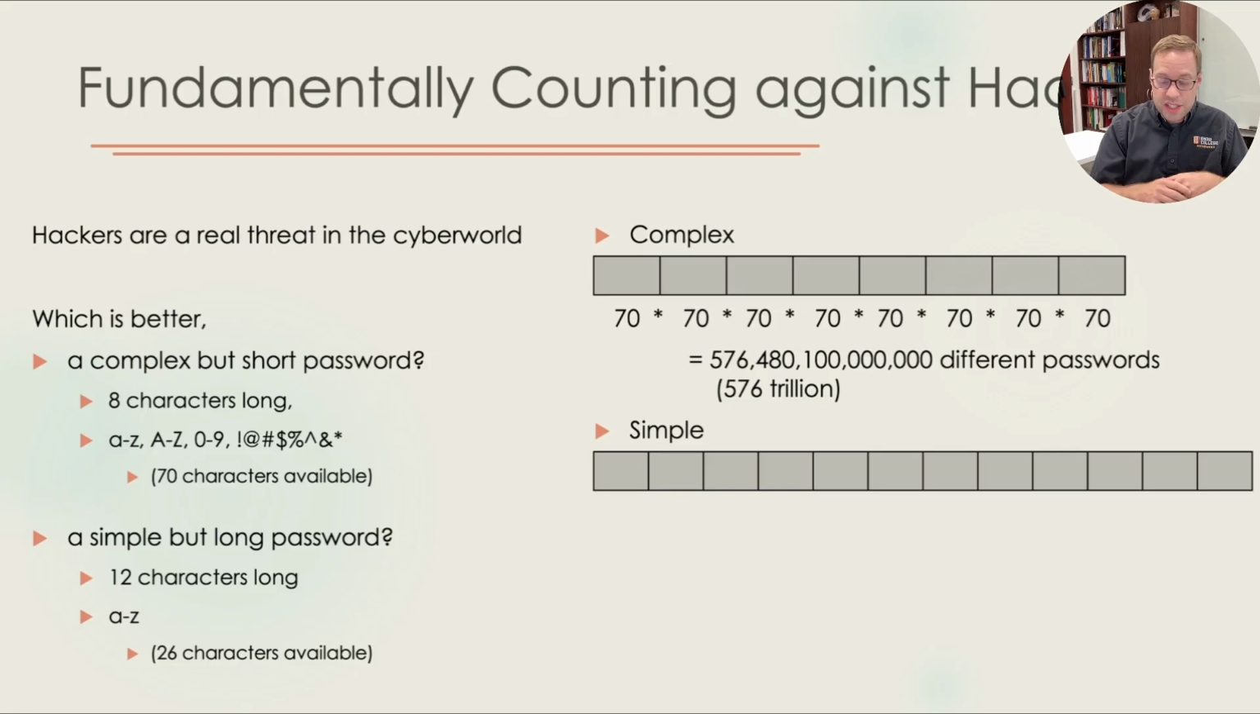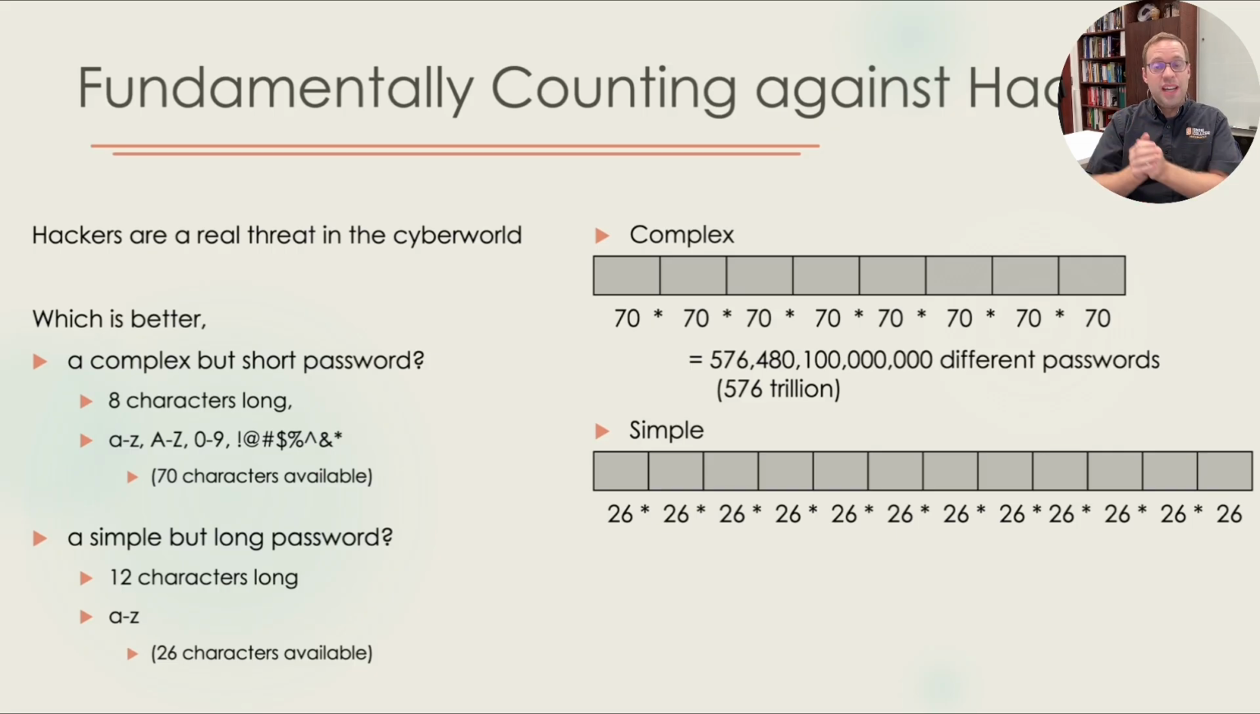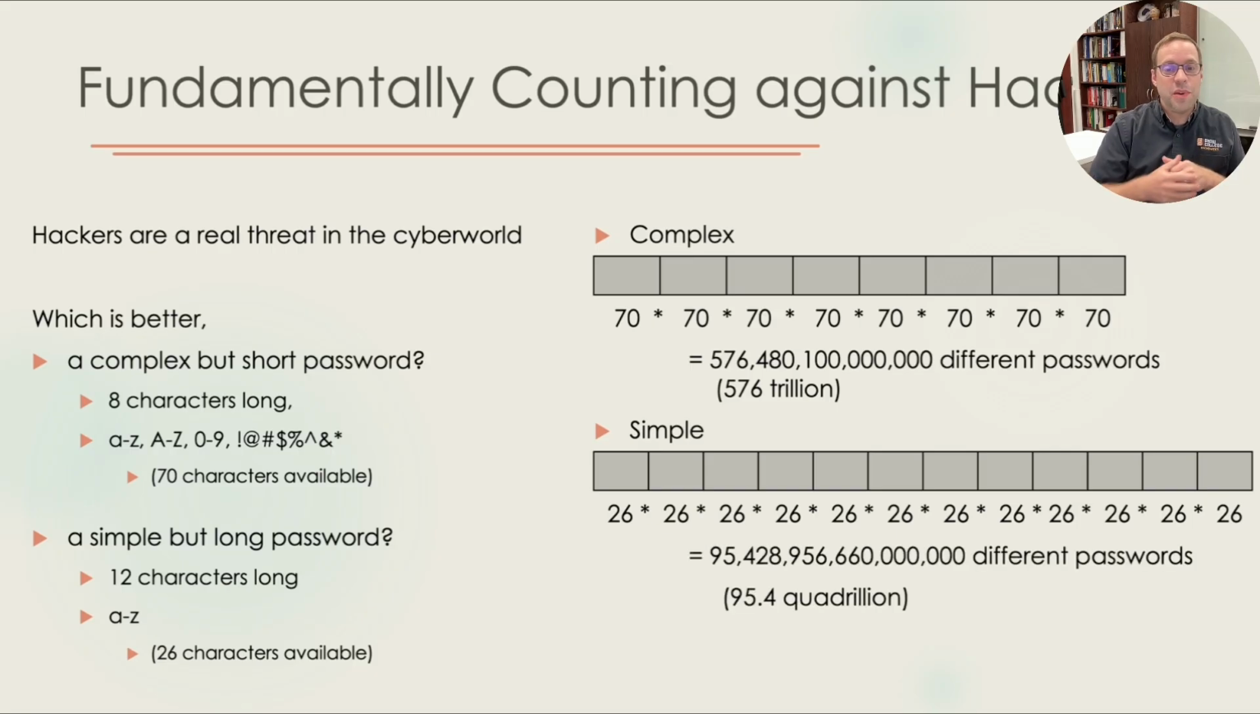Now we're going to follow the same process. The first space in my password can have 26 different characters. The second space can have 26 different characters, and so on. We're going to have 12 spaces, 26 characters each. So we're going to multiply 26 times 26 times 26, 12 different times. And what does that come out to be? It turns out to be 95 quadrillion 428,956,660,000,000 different passwords. Yeah, a lot more.